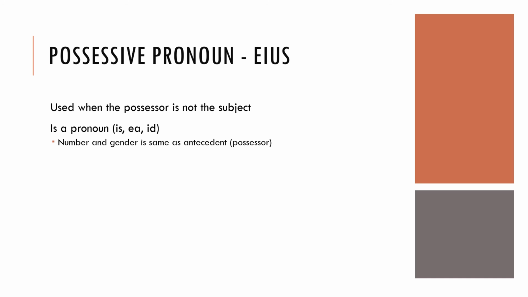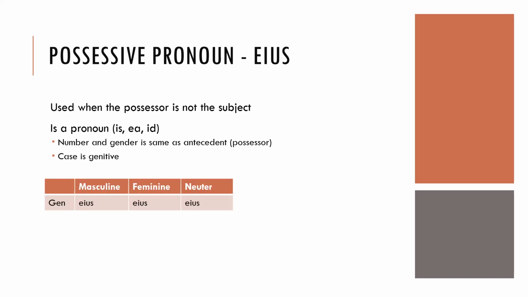Now, the number and the gender is always going to be the same as the antecedent. So here, his, her, its is going to be determined by the gender of this word, and whether it's their, his, her, or its, whether it's singular or plural, is also going to be determined by the antecedent. Now, while that is helpful, it's not incredibly helpful if we think about the fact that the case is always going to be genitive. And in the singular, regardless of what gender we're working with, the form is always going to be eius. And so once again, we might see eius, and it can be his, her, or its, depending upon whether the antecedent that it's referring back to is masculine, feminine, or neuter.